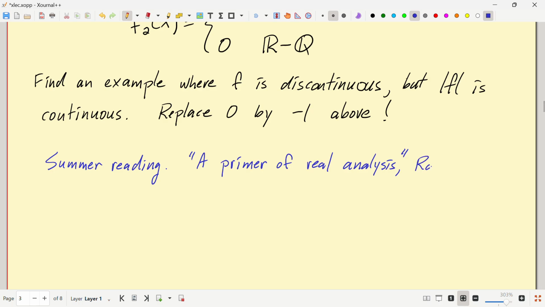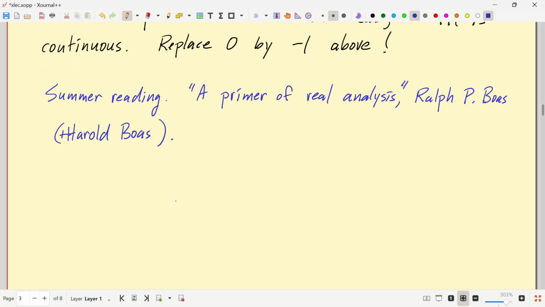It's by Ralph P. Boas, who was a famous complex analyst. And I went to school at MIT with his son, Harold Boas. And Harold wrote an updated version. We were both students of Norberto Kurtzman. Anyway, it's a wonderful book, and let's see, there's some fun facts in there that blew my mind.